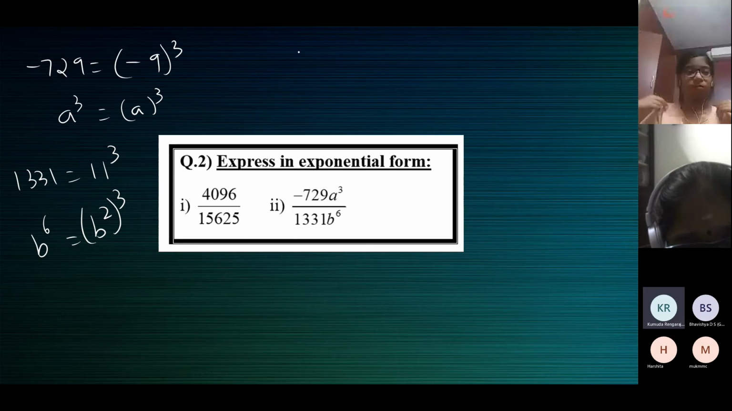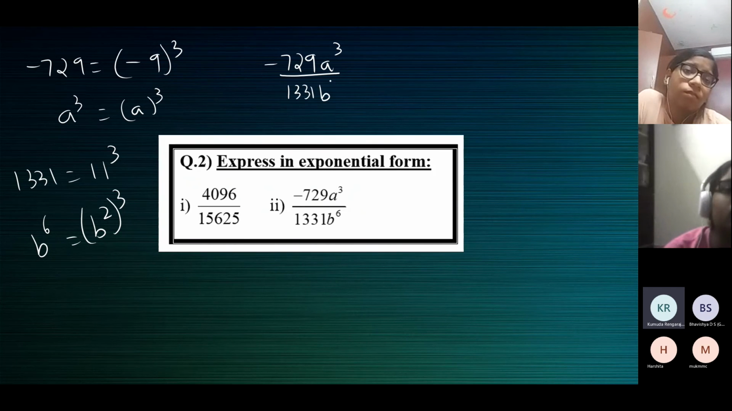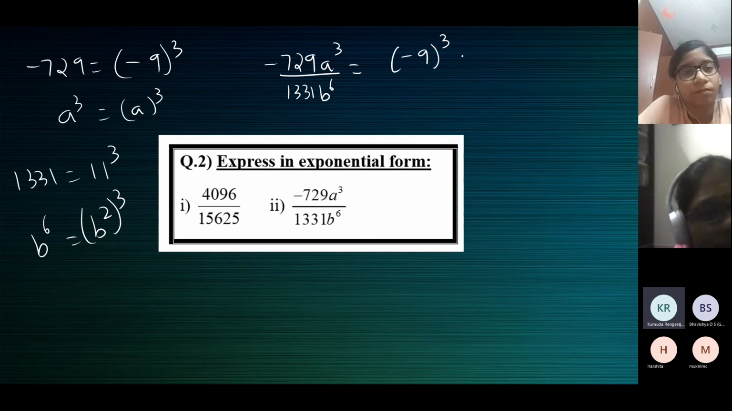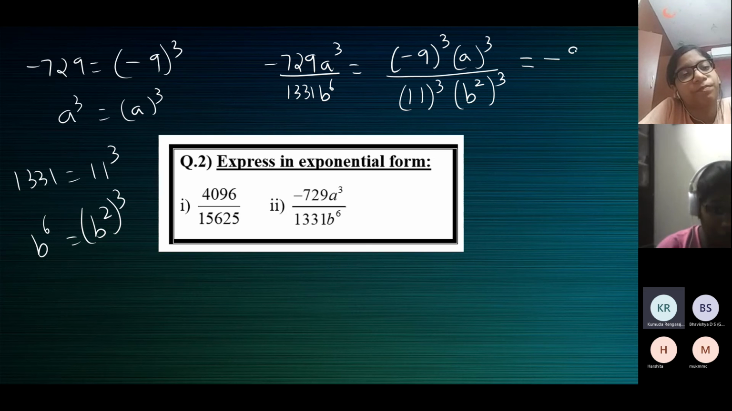So children, see here. Minus 729 a cubed by 1331 b to the power 6 is equal to, I'm writing each of it to the power 3. Minus 729 is minus 9 the whole power 3. a cubed is a the whole power 3. Divided by 1331 is 11 the whole cubed. And b to the power 6 is b square the whole cube, because 2 3s are 6. Now you see that every number is raised to the power 3. So this is nothing but minus 9a by 11b square the whole power 3.